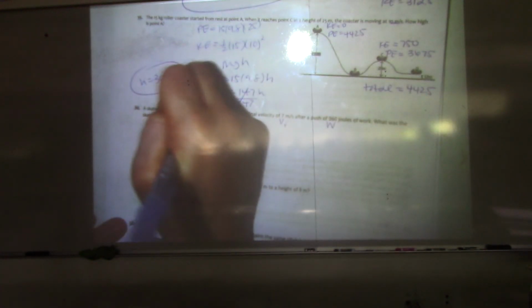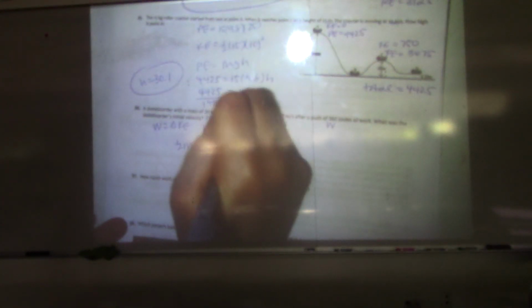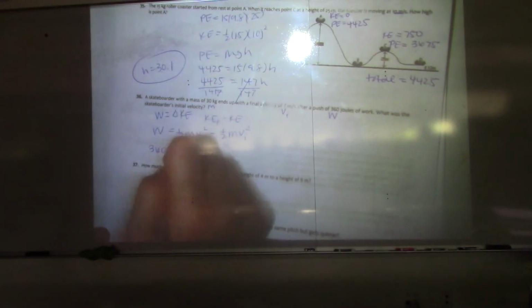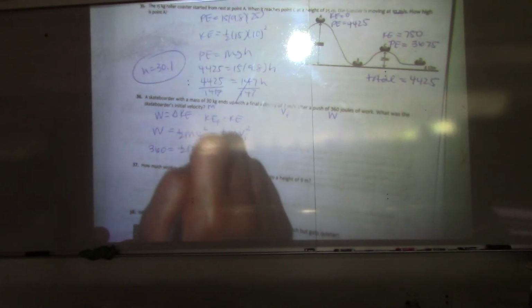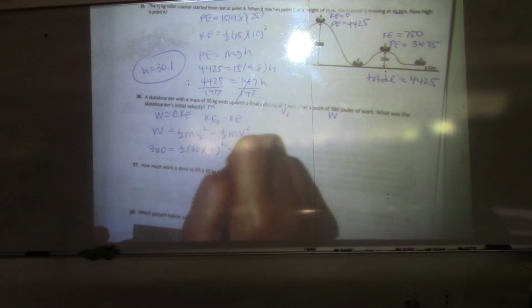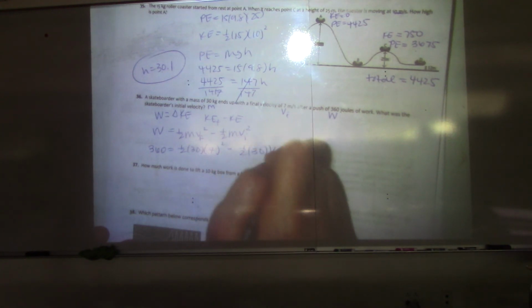I have 3 work equations here. I'm talking about velocity, so I'm going to use the change in kinetic energy. Change means final minus initial, and kinetic energy is just 1/2 mv squared. So it's 1/2 mv squared minus 1/2 mv squared. Make sure you do final minus initial, and now we plug in. 360 equals 1/2 mass of 30, final velocity 7 squared minus 1/2 mass of 30 vi squared.